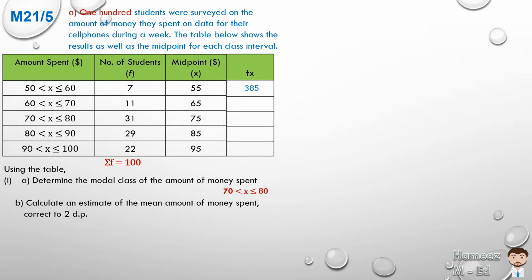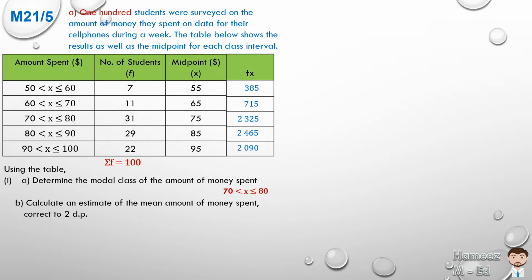Similarly, in the second interval, we assume the average should be the midpoint, 65. So 11 times 65 is 715. In the third, fx is 2,325. Fourth, 2,465. And the last group, 2,090.